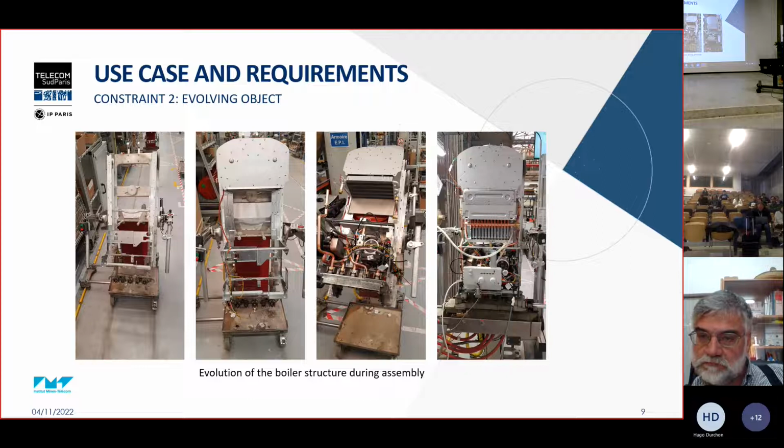So we will use deep learning models, and it can be complicated because on the left, you can see the first step of assembly. It's just the main structure of the boiler. And this object is really different from the right one, the complete boiler with hydraulic and electronic circuit.